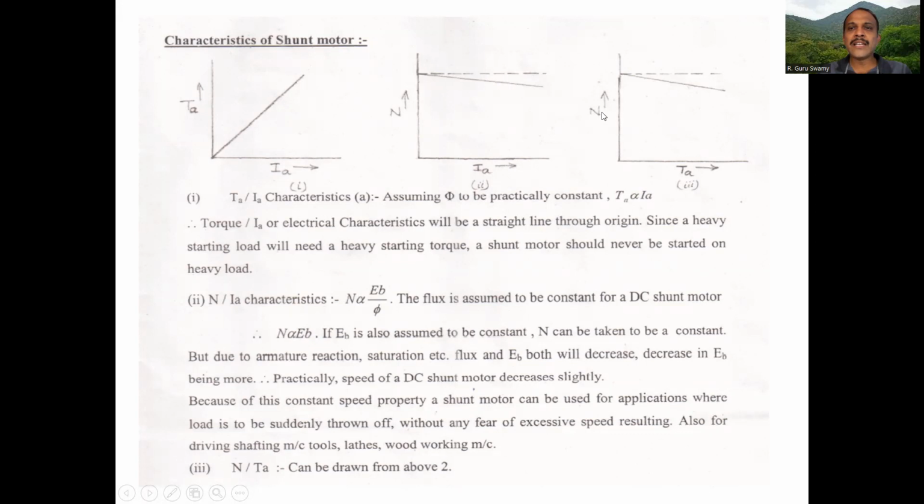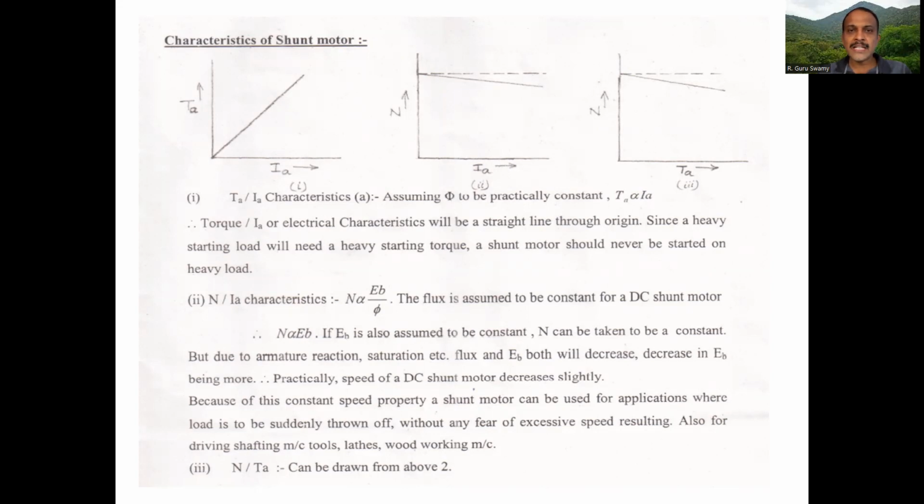Based on the third equation, the speed versus torque characteristic should be a straight line. But for a DC shunt motor, the speed is approximately constant. That is the major advantage of your shunt motor. So it would be a slanting line like this. So these are the three characteristics. Whenever characteristics are asked, you have to draw the graph.